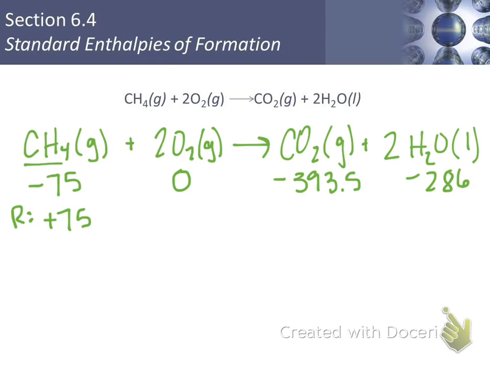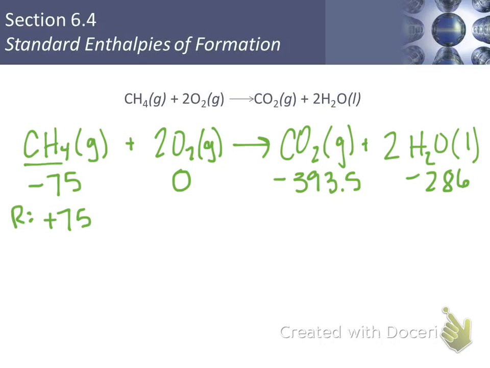Wait, does it go product reactant? Always goes reactants, products, but in the heat of formation, it's assuming that CH4 is a product. So that's where the negative 75 comes from. Negative 75 would be true if it were a product, but it's not. It's a reactant in this equation.